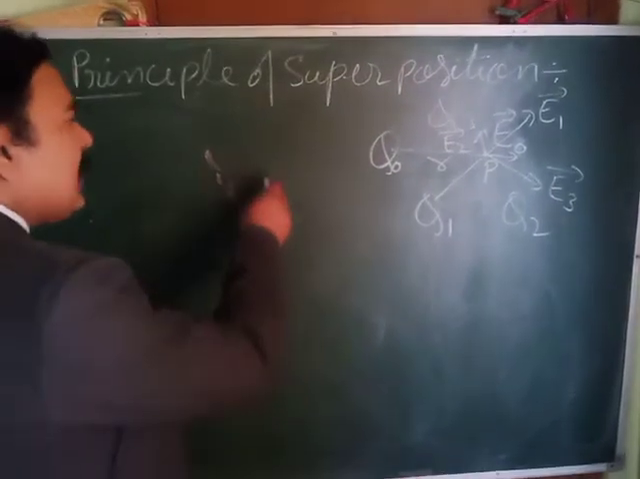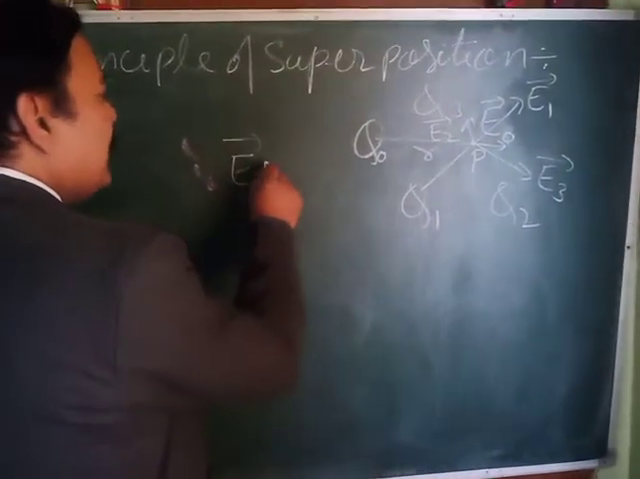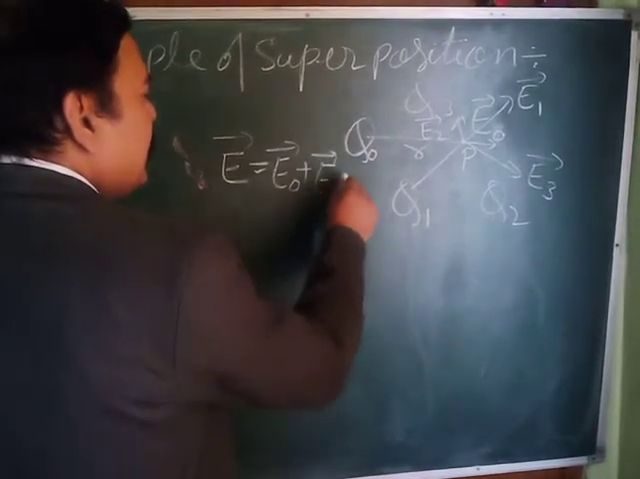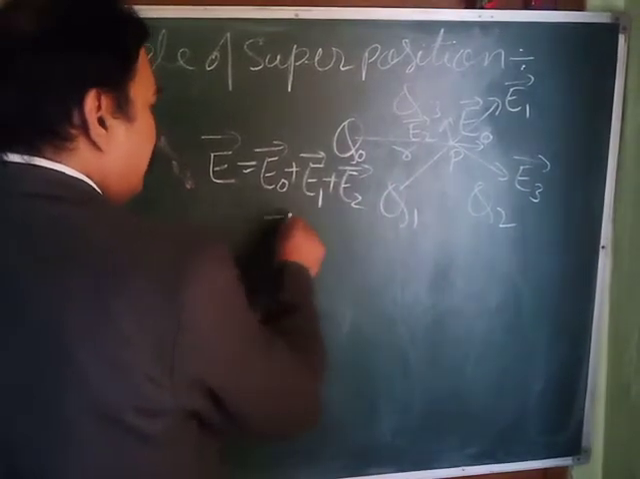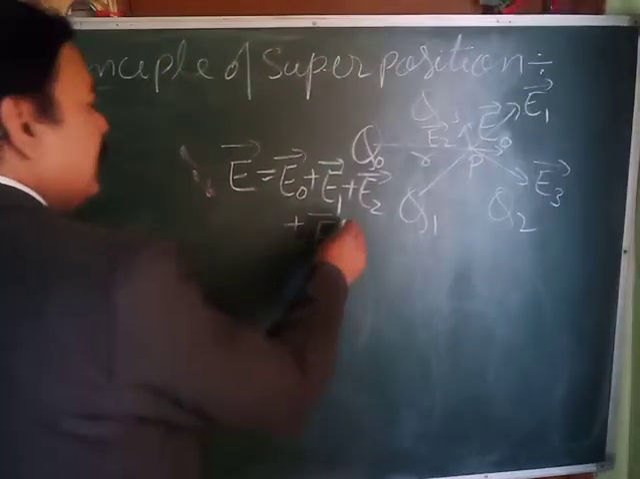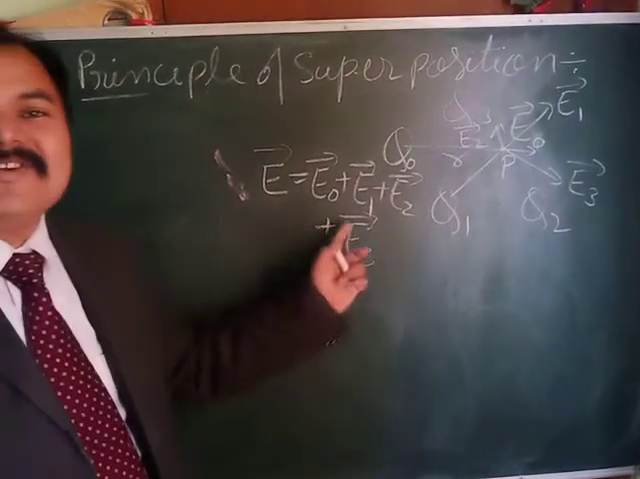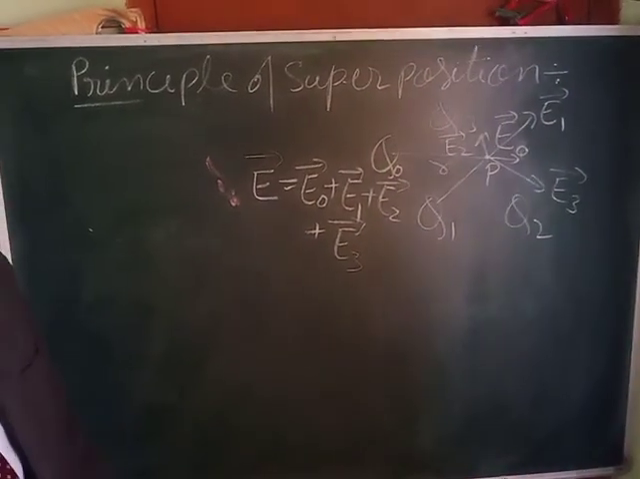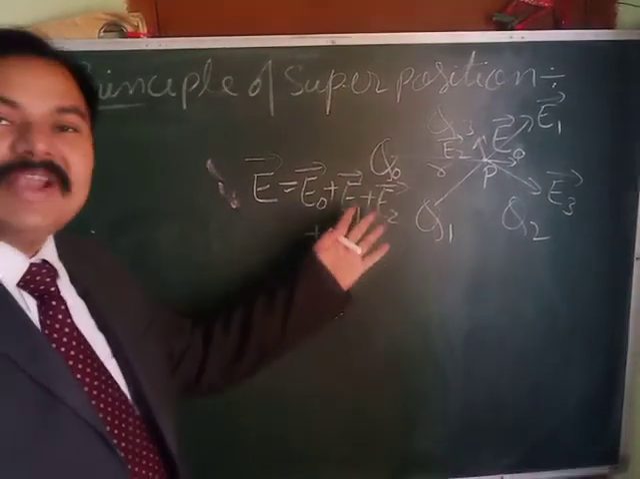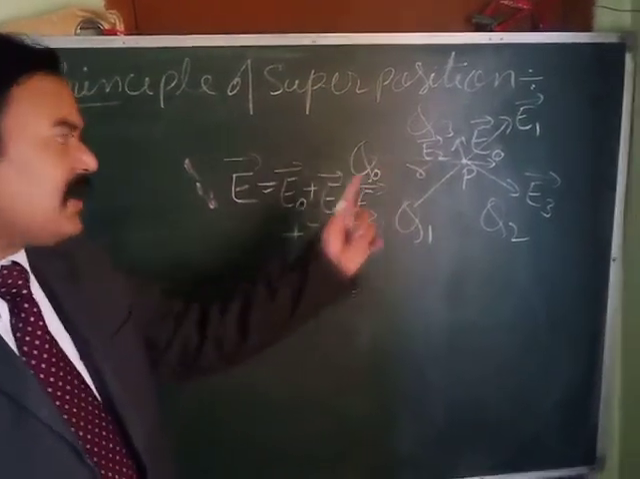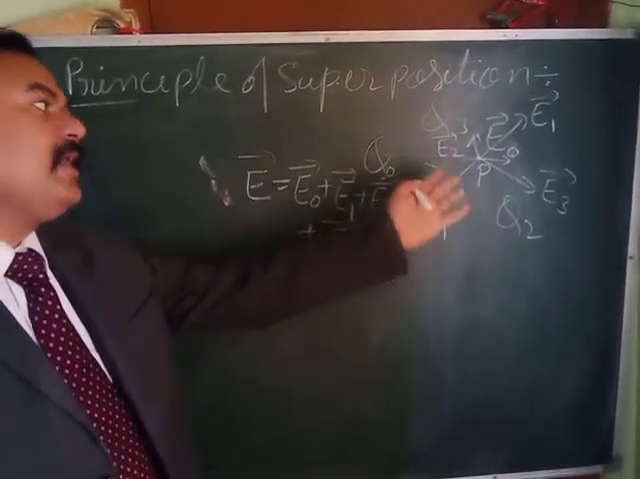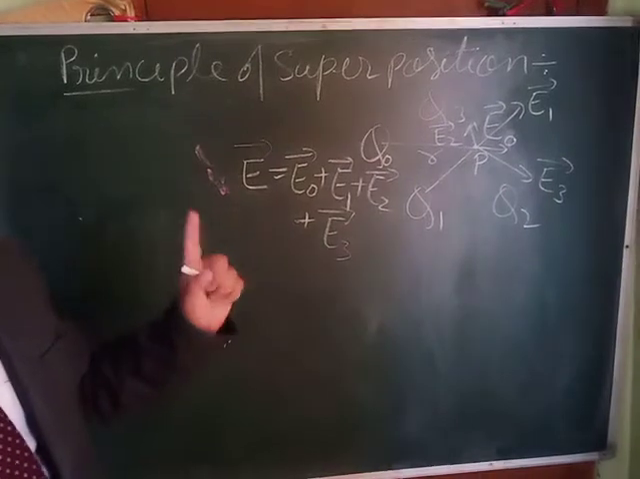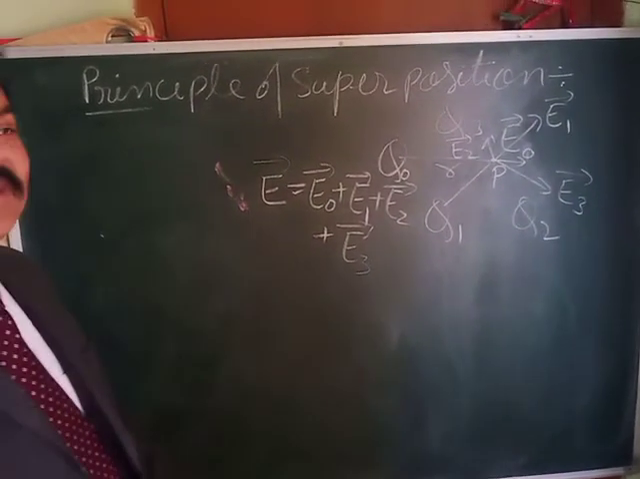And if you want to find out the net electric field at that point P, the net electric field will be, obviously, E naught plus E1 plus E2 plus E3. So you have to take the vector sum of all the electric fields at that point, so that you can get the net electric field at that point. In this way you have to take the vector sum of electric fields due to different charges at the given point, and then you will get the net electric field, or total electric field, at point P. Remember, it is a vector sum, not a simple sum, because electric field is a vector quantity.